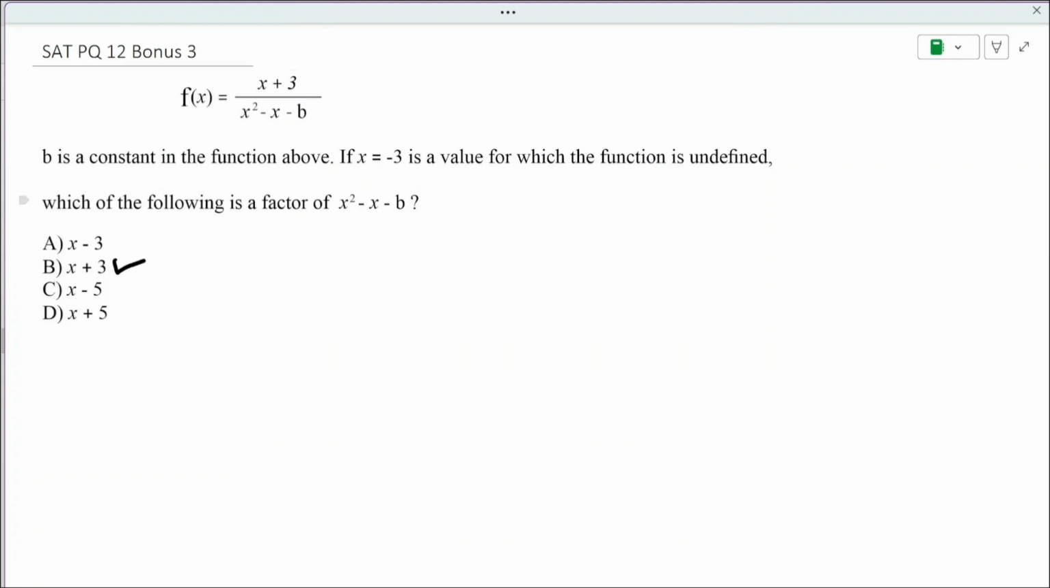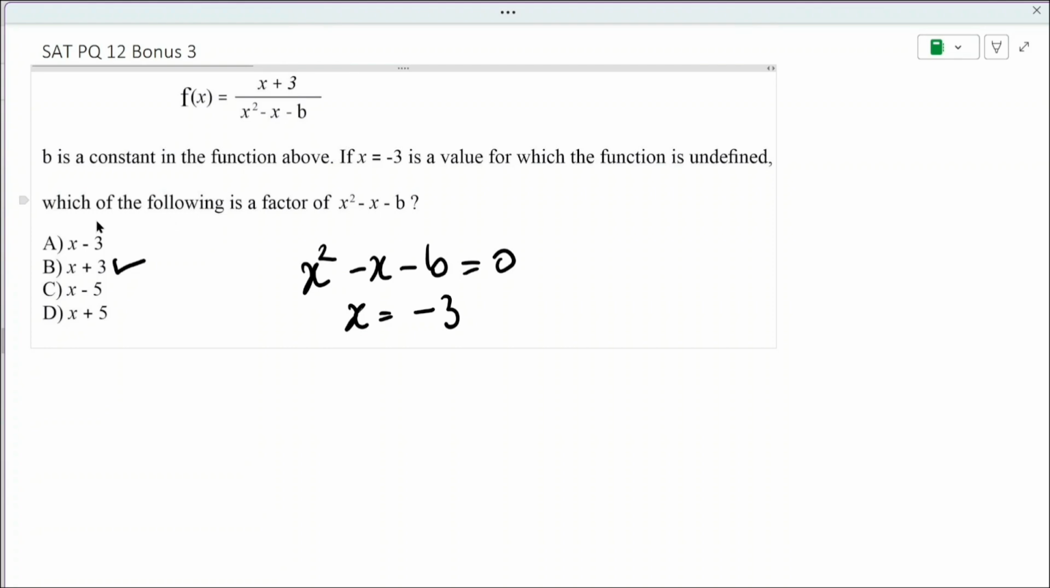Let's write out the denominator. x squared minus x minus b equals 0. For you to get it to 0, x has to equal -3. I know this part of the question which says which of these following is a factor of x squared minus x minus b. This value is the same as this denominator. And when you talk about factors in polynomials, we're talking about values that will divide a bigger polynomial without a remainder. We already know b is 12.